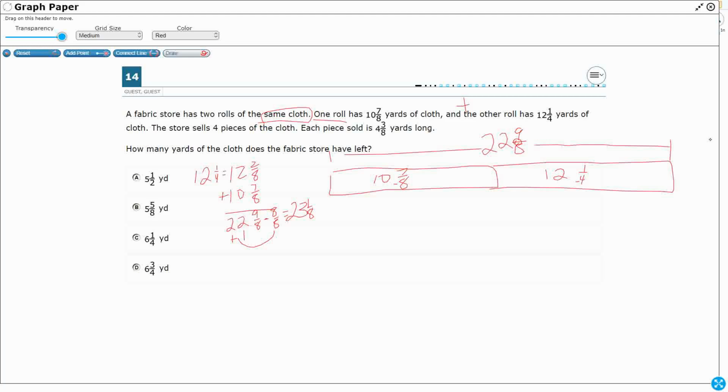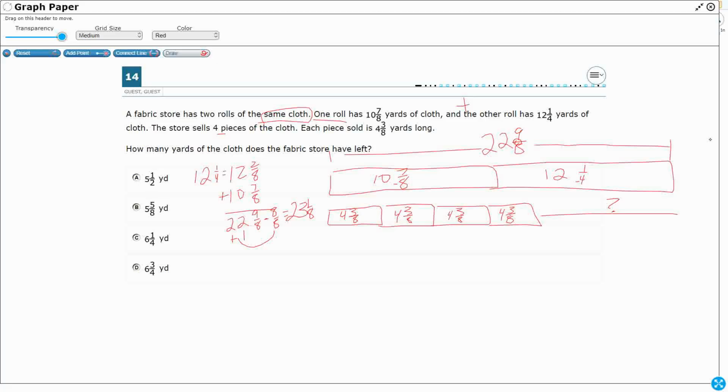So 22 and 9/8. Now I'm taking 4 pieces of cloth, right? So I'm going to take away 1, 2, 3, 4. These are not supposed to be proportional. They're 4 and 3/8 each. And then my question is, how much is left? What's my leftover? So I've got my 4 and 3/8. What's left over? All right, well, let's see what the 4 and 3/8 makes. And then I'll just take that away from 22 and 9/8.